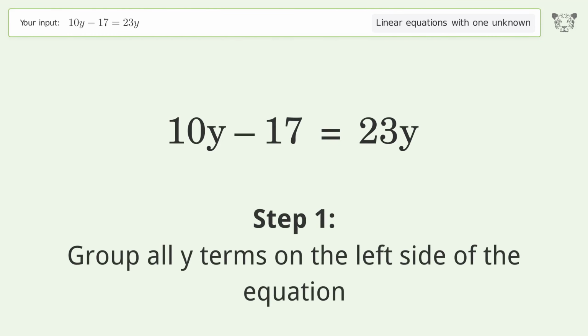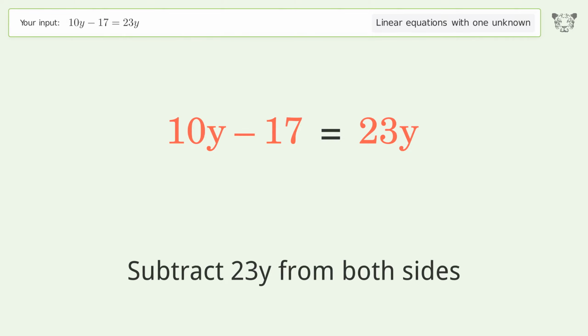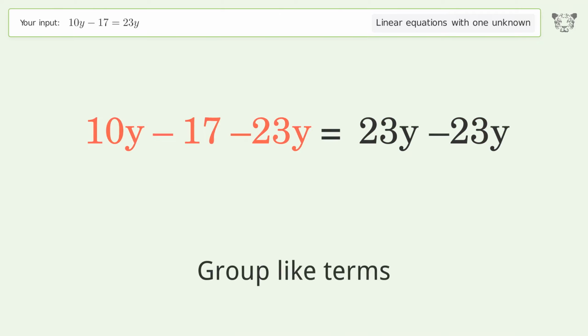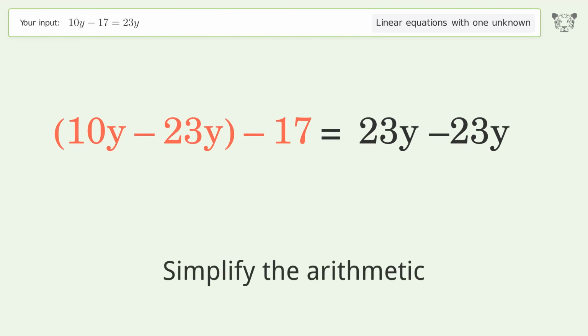Group all y terms on the left side of the equation. Subtract 23y from both sides. Group like terms. Simplify the arithmetic.